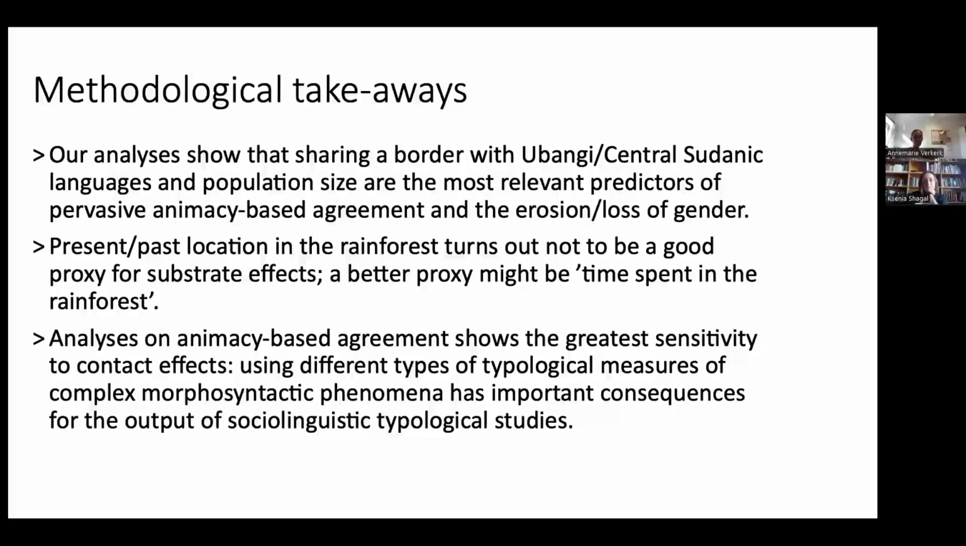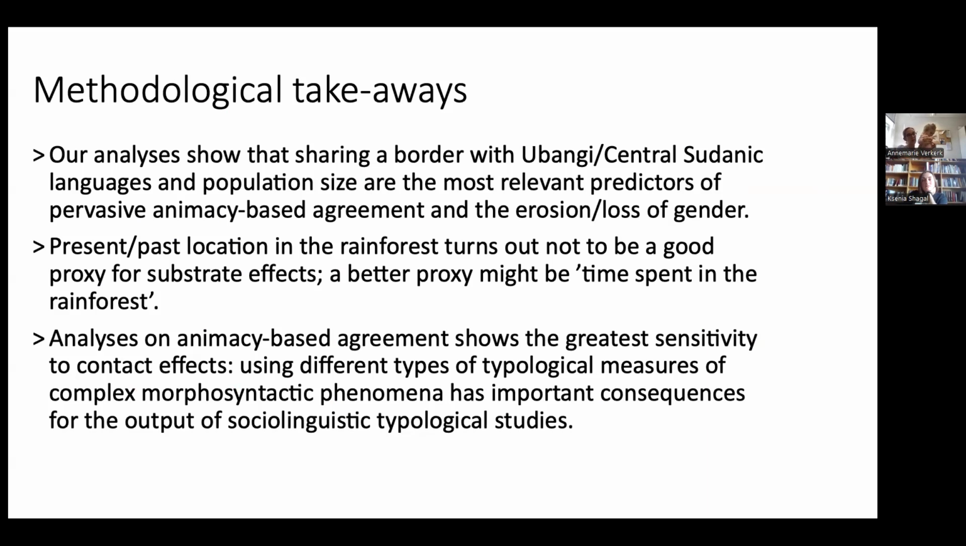So, summing up and taking some methodological points for the future. Our analyses show that sharing a border with Ubangi and Central Sudanic languages and population size are the most relevant predictors of pervasive Annemarie-based agreement and the erosion or loss of gender. Whereas for present and past location in rainforest, it's not great. And here we really wanted to think about better proxies for capturing that. So we're going to try this again and see if that's something that could matter if you measure it in a different way.